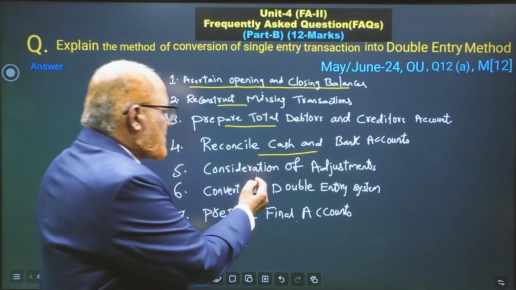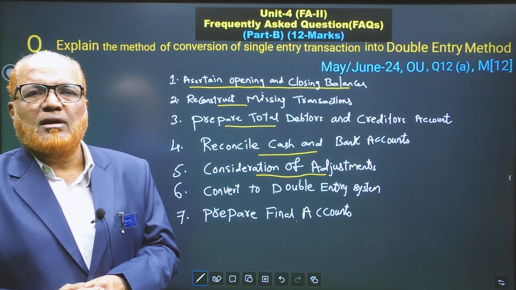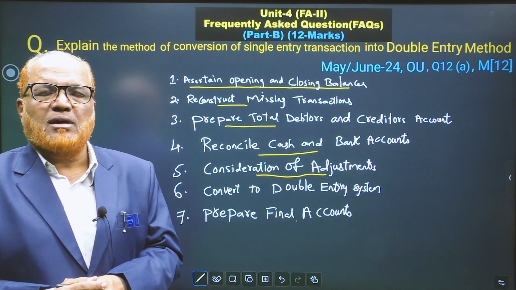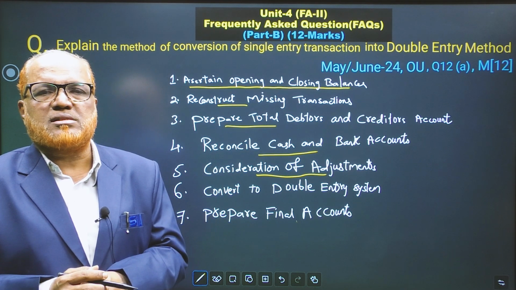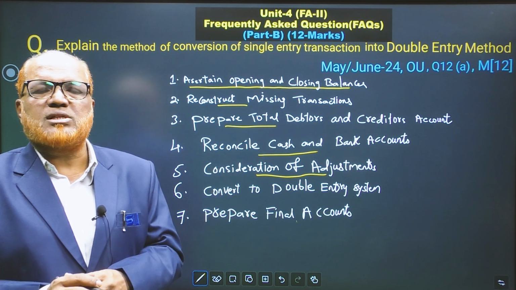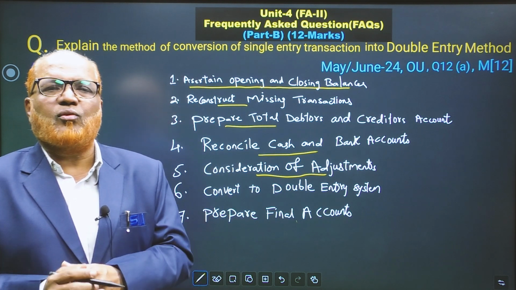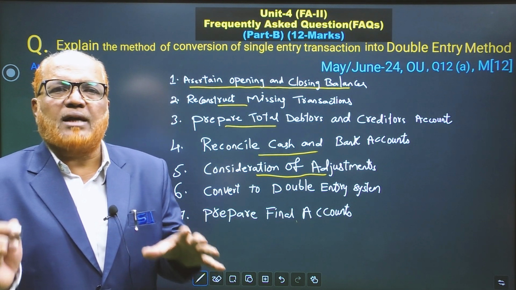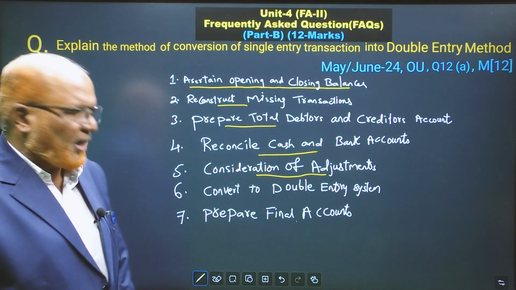The next step is consideration for adjustments. Some adjustments are given, like outstanding expenses, prepaid expenses, outstanding income, income received in advance. All these are adjustments. Apart from that, bad debts are there, provision for doubtful debts is there, depreciation is there. All these are adjustments required, so we have to make consideration for adjustments.